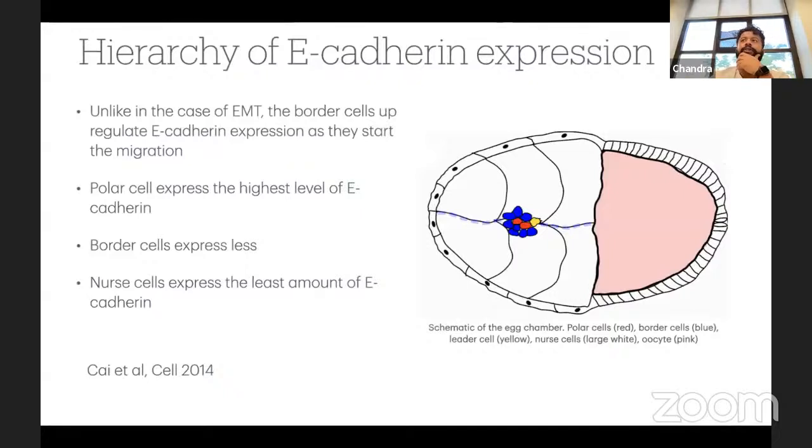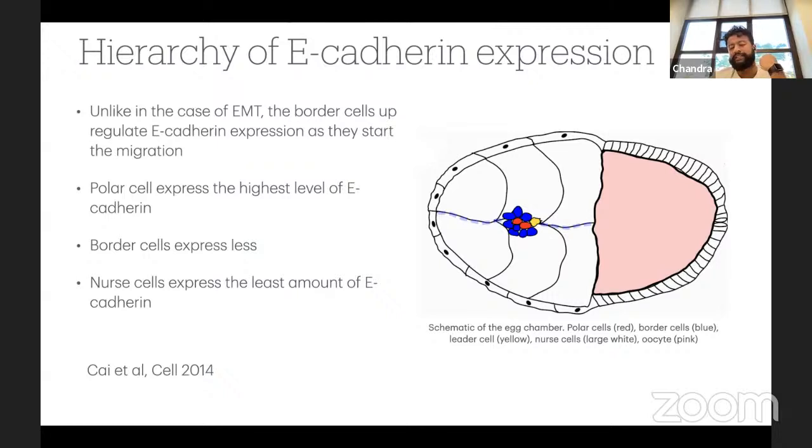E-cadherin is super important here because all 3 relevant cell types express E-cadherin, but at different levels. The polar cells, the 2 red cells I highlighted inside, have the highest amount of E-cadherin. The border cells that enclose them have the second highest. And the nurse cells, the cells through which they go, have the least, but nonetheless they do have E-cadherin.